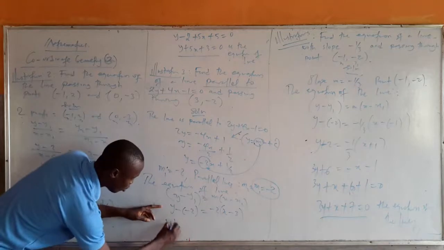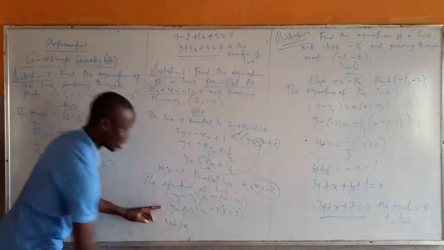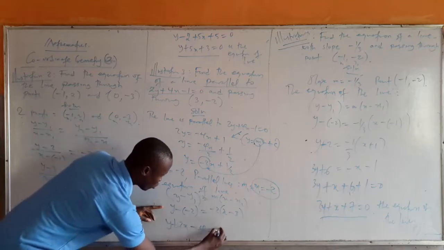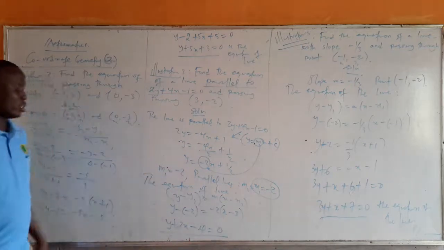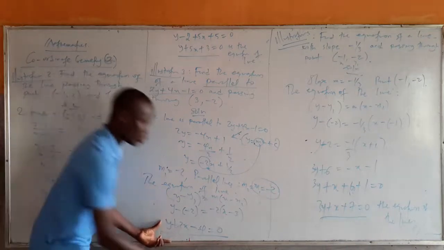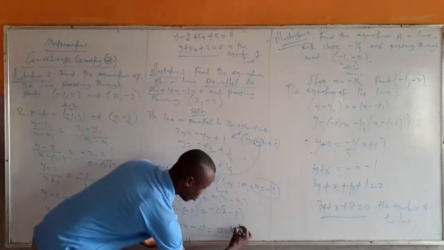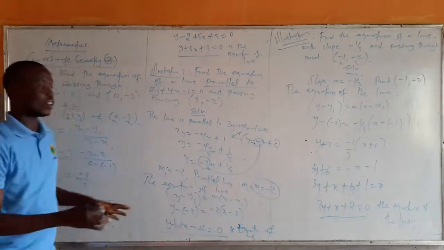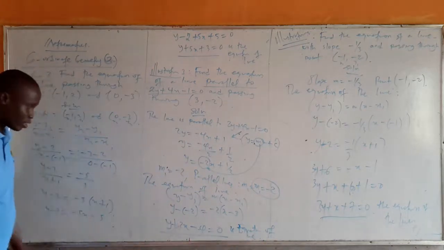Okay? If you reduce that very well, you get what? You get y plus 2x, okay? y plus 2x plus what? y plus 2x minus 4 is equal to 0. That's what you get if you expand that. And this will now be the equation of the line. So the way we get the equation of the line depends on what we are given.